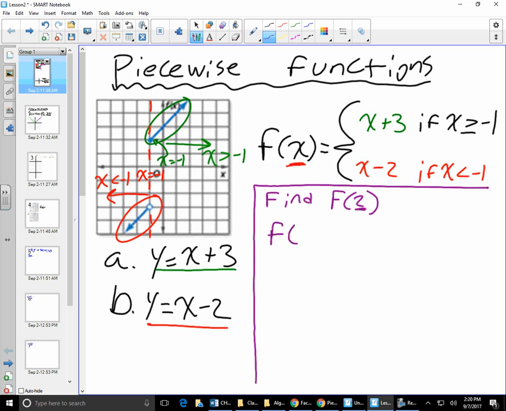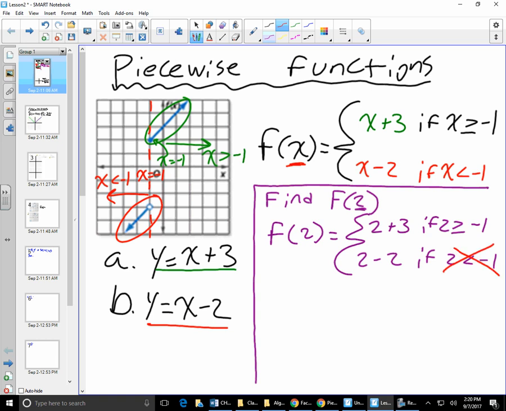So we could write f of 2 is equal to 2 plus 3 if 2 is greater than or equal to negative 1. And f of 2 is equal to 2 minus 2 if 2 is less than negative 1. But you all know that 2 is in fact not less than negative 1, which means that we do not use this bottom equation at all, and we do use this top equation. Because 2 is greater than or equal to negative 1, we use f of 2 equals 2 plus 3, or we can simply write, because adding those, we get f of 2 equals 5.